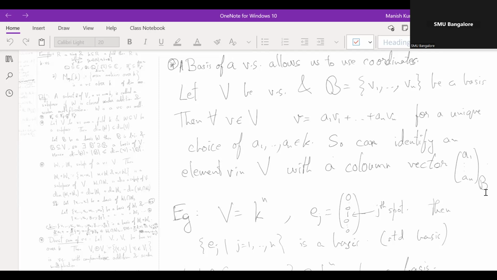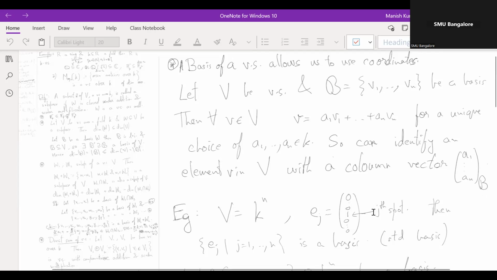In some sense, this is an abstract vector space. You don't know how it looks, but once you give a basis, then it will have coordinates like this. Any element of V, you can write as a linear combination of the Vi, and the coefficients of these Vi's are basically the coordinates of that element of the vector space.